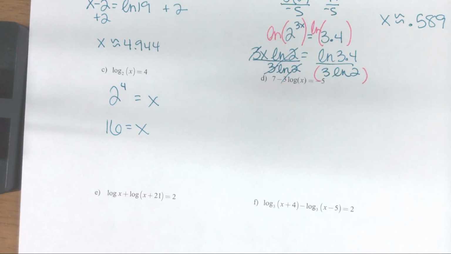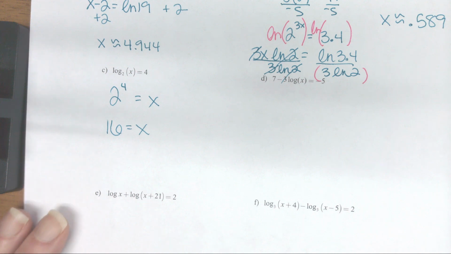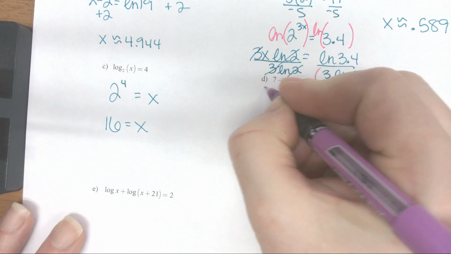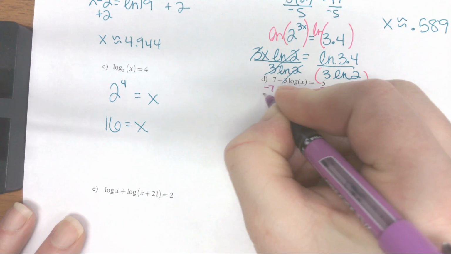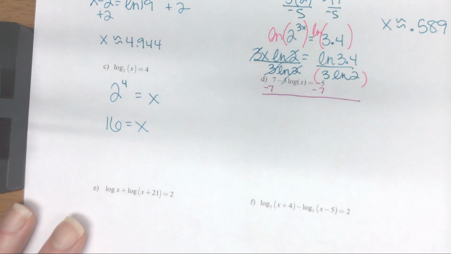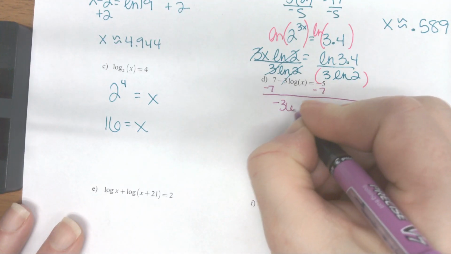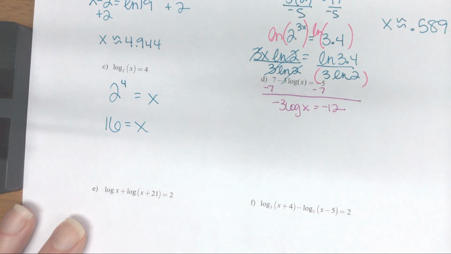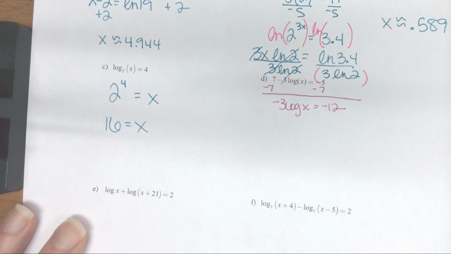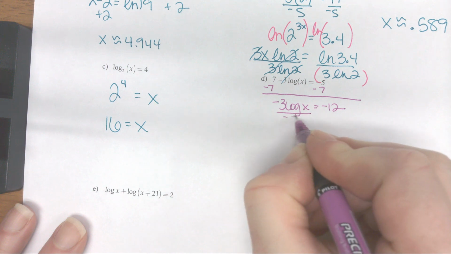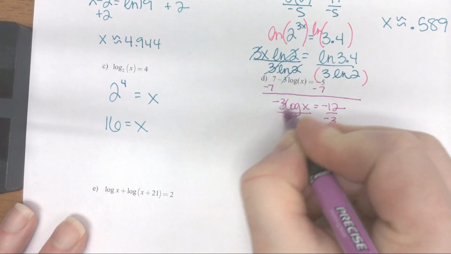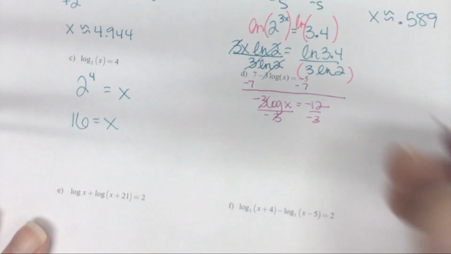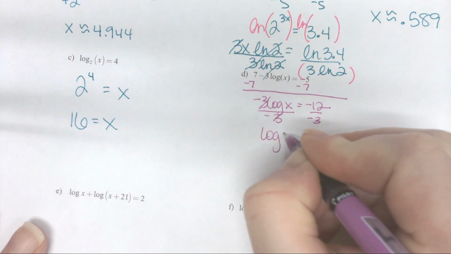So the first step to getting this logarithm alone in letter D, what should I do first? Subtract 7. So now I have negative 3 log of x equals negative 12. It's still not alone. Let's divide by negative 3. And what's negative 12 divided by negative 3? 4. So I have the log of x equals 4.